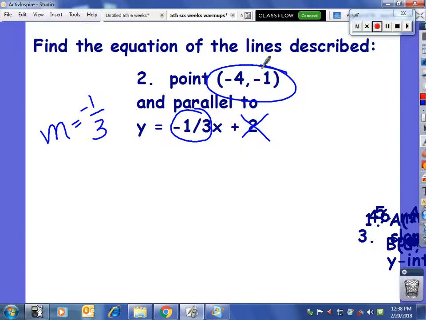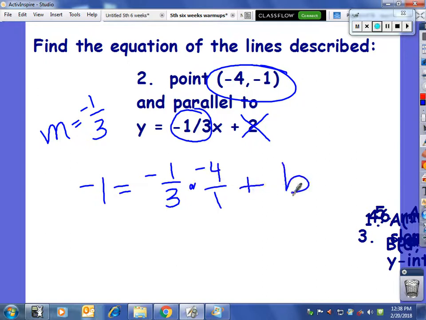Alright, what did y'all get for the y-intercept, folks? The y-intercept was also negative 1/3? What's the y-intercept of this line? Negative 1 equals negative 1/3 times negative 4 over 1 plus b. You gotta do some solving here. Y equals mx plus b. What is negative 1/3 times negative 4? Okay, I want to talk about this one.